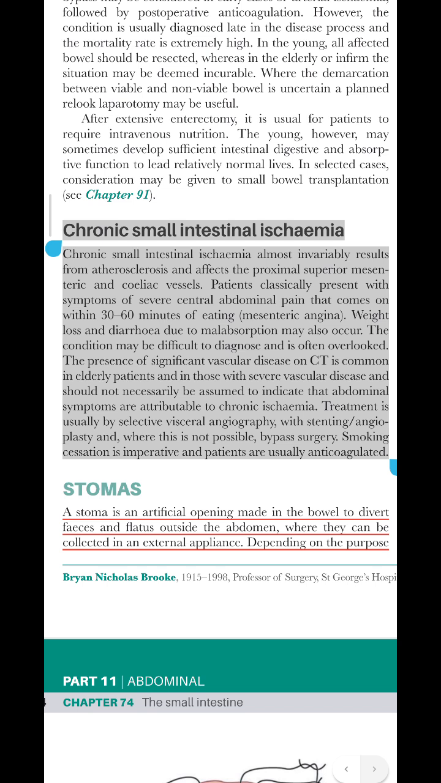The presence of significant vascular disease on CT is common in elderly patients and in those with severe vascular disease and should not necessarily be assumed to indicate that abdominal symptoms are attributable to chronic ischemia. Treatment is usually by selective visceral angiography, with stenting, angioplasty and, where this is not possible, bypass surgery. Smoking cessation is imperative and patients are usually anticoagulated.